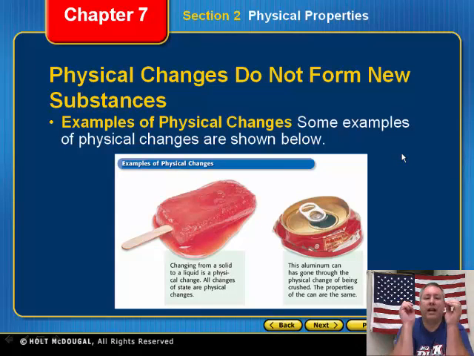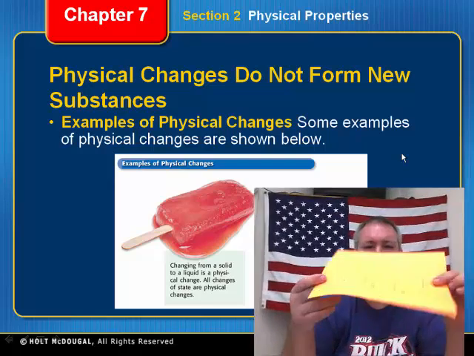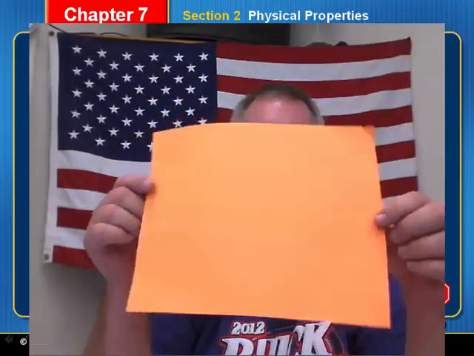Now, we need to understand that physical changes do not form new substances, okay? So when we talk about substances going through physical changes, they do not change the identity of the substance. So here's a sheet of paper, okay? This is a sheet of paper right here. Everybody can agree to that. That's a sheet of paper. If I took that sheet of paper and I did this, what is it?